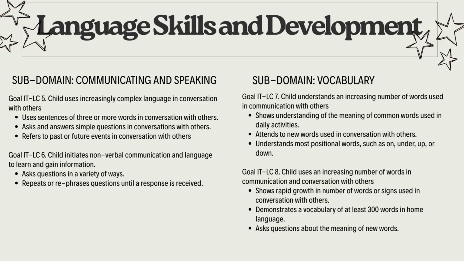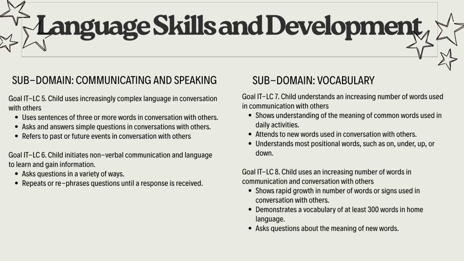The continuance of language skills and development, subdomain communicating and speaking. There is goal 5: the child uses increasingly complex language in conversations with others. Uses sentences of 3 or more words in conversation with others. Asks and answers simple questions in conversations with others. Refers to past or future events in conversation with others. Goal 6: the child initiates nonverbal communication and language to learn and gain information. Asks questions in a variety of ways. Repeats or rephrases questions until a response is received.